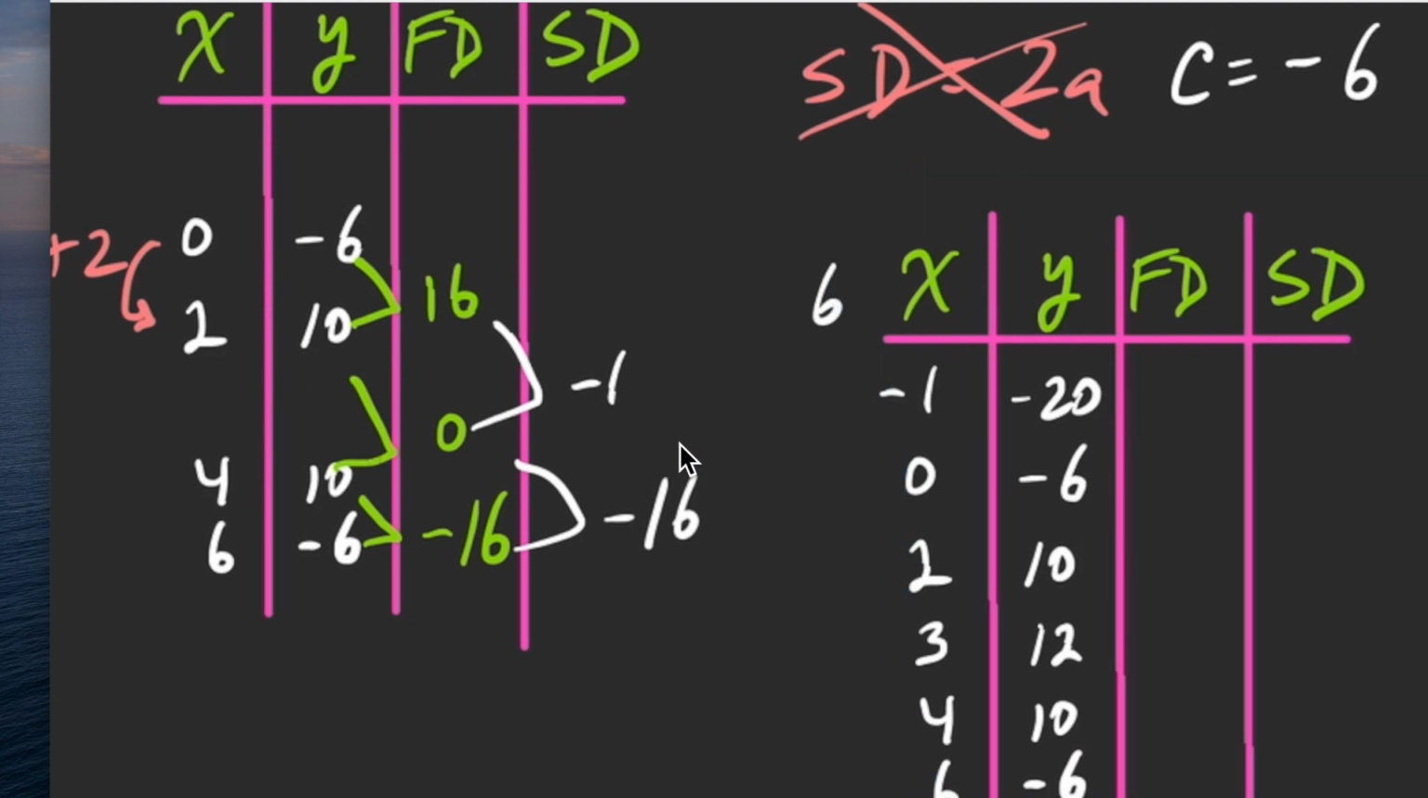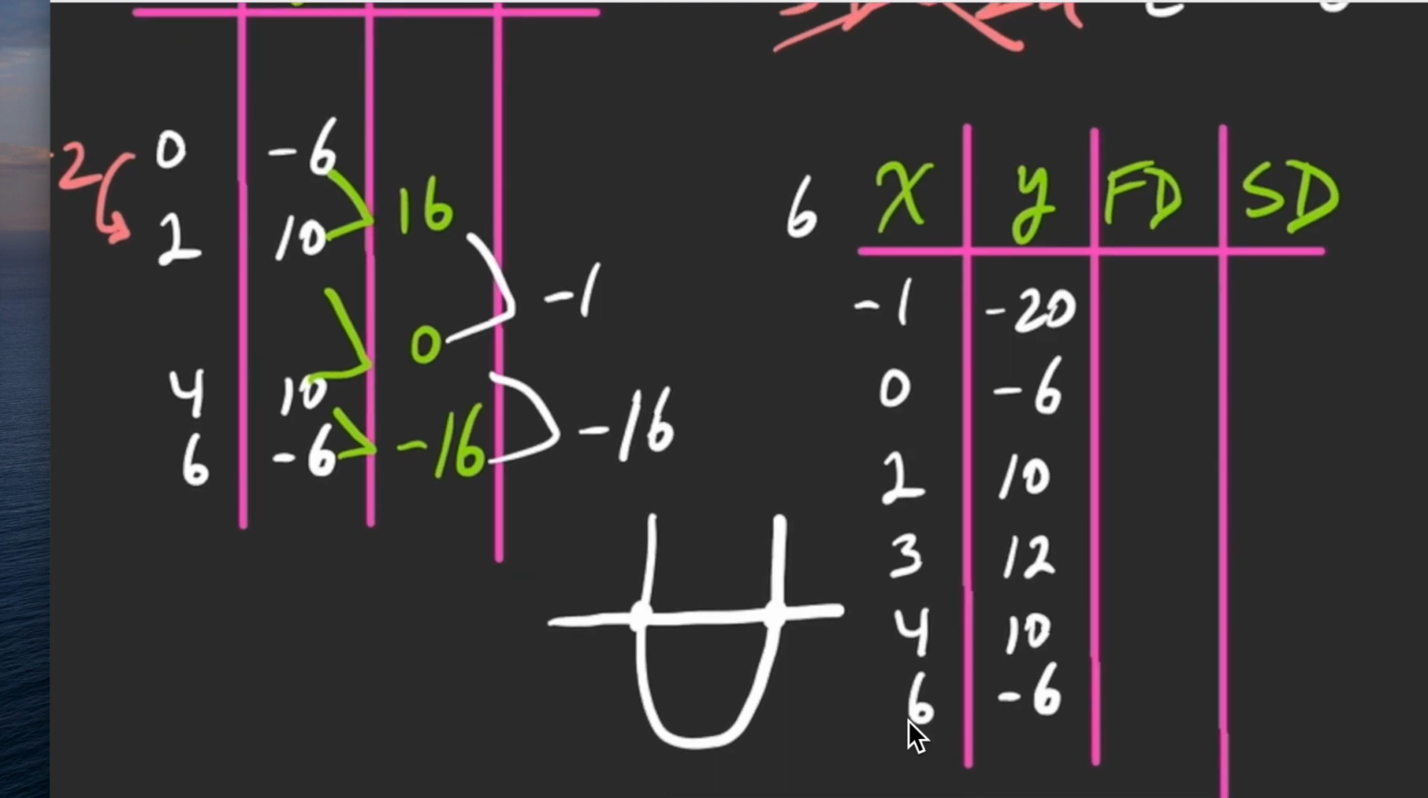We notice that as we examine this original table of values, we see that this y value is the same for 2 and for 4. That tells me that our vertex is going to be in this area. In other words, if you have a parabola like so, and you have y values that are the same, you know your vertex is going to be between there.